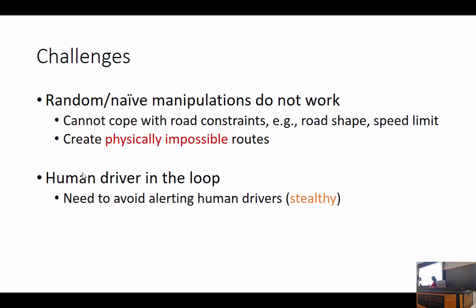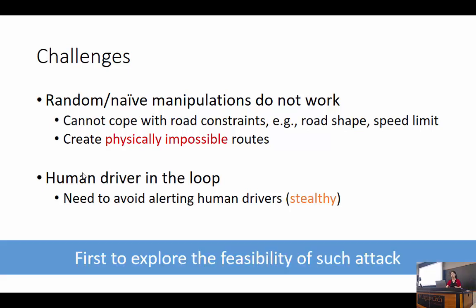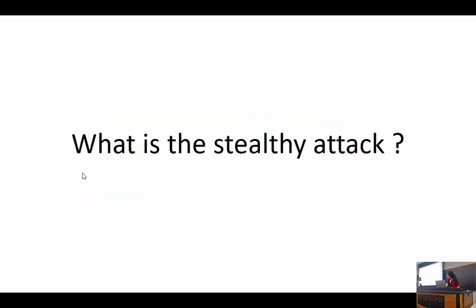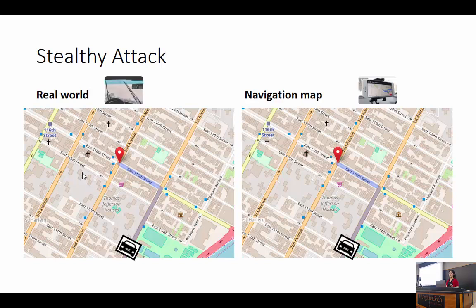Also, because in car navigation systems there's a human driver in the loop, all these abnormalities can alert the human driver and let them detect that they are under a spoofing attack. So the question then becomes: given this human-in-the-loop situation, is it still possible to launch a successful GPS attack without even being detected? We call this a stealthy attack on car navigation systems. And the answer to that is yes, and I will use another example to show how this can be done.